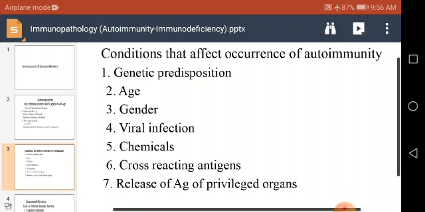Release of antigens of privileged organs. There are organs in the body whose antigens are not tolerated by the immune system. The example is the eye, testicle, central nervous system or the nervous system, and the placenta. If such antigens are exposed to the immune system of the body, they'll be considered as foreign, and it mounts an immune response against them, leading to autoimmune diseases.